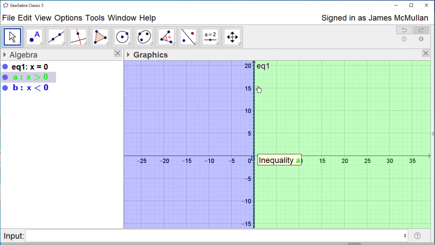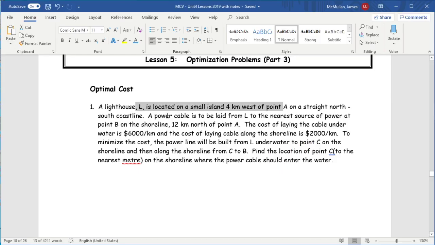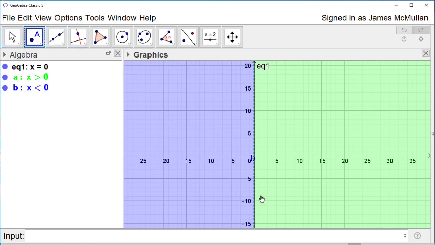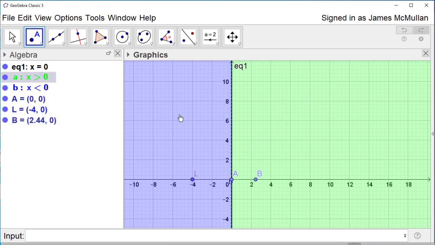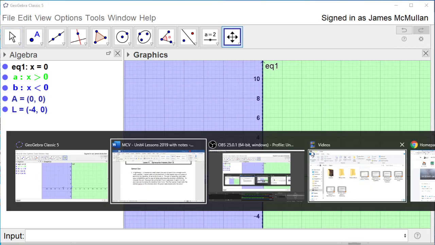We have a straight north-south coastline, and then we have a lighthouse L located on a small island 4 kilometers west of point A. So let's make point A located at 0, 0, and therefore L is located at -4, 0, right? So 4 kilometers west of the coastline. All right, so this is what we know so far.